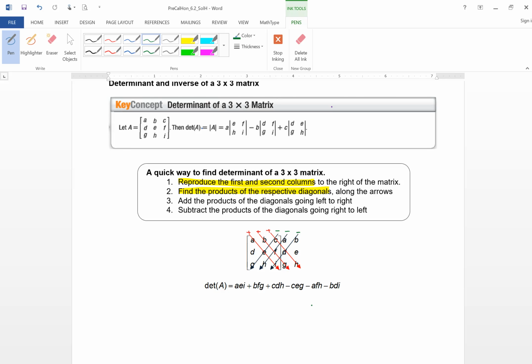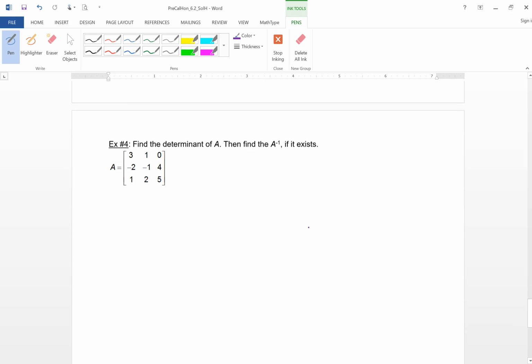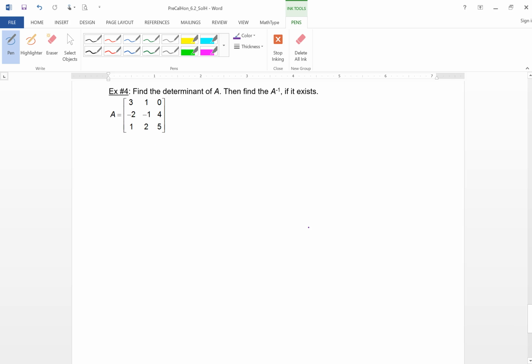All right, so we're going to multiply everything along the diagonals, add the ones for the first three, subtract the ones for the last three. So here is an example. And all you need really is one example because it's really not complicated at all.